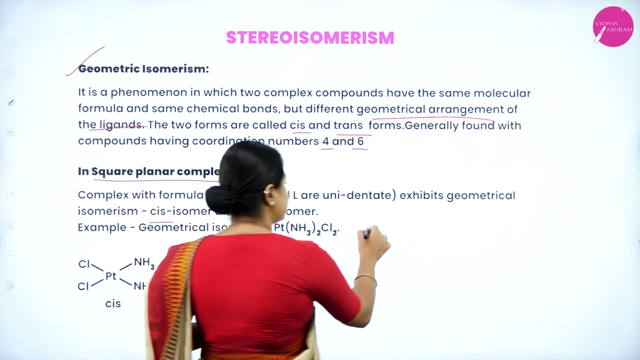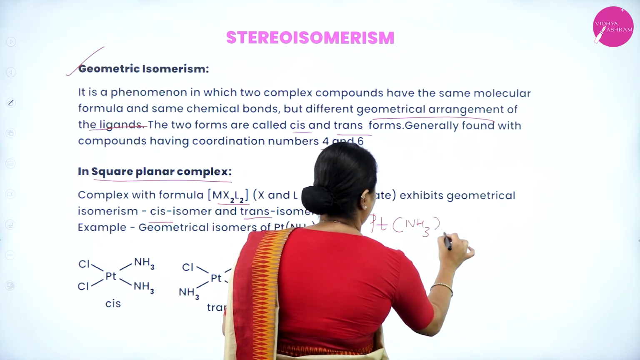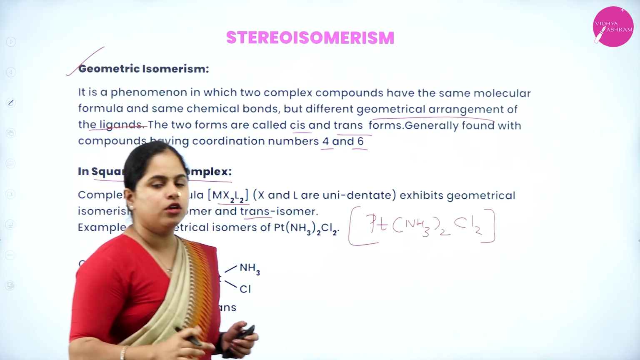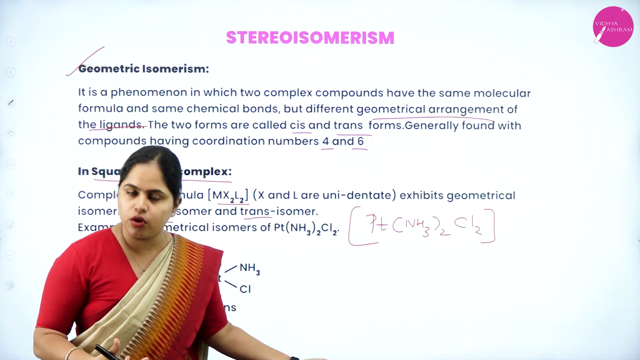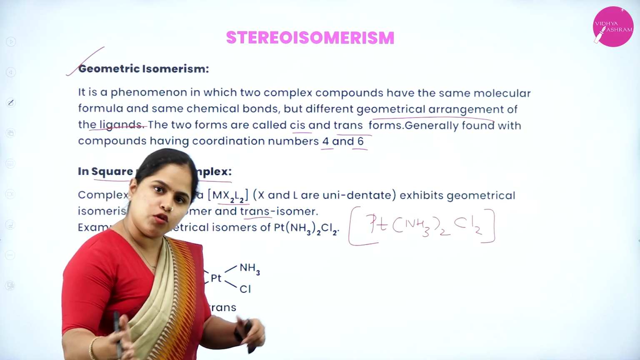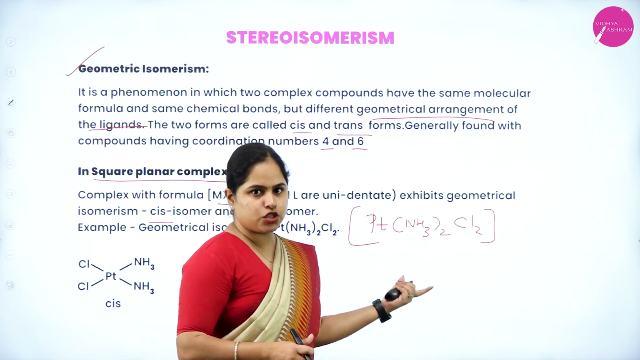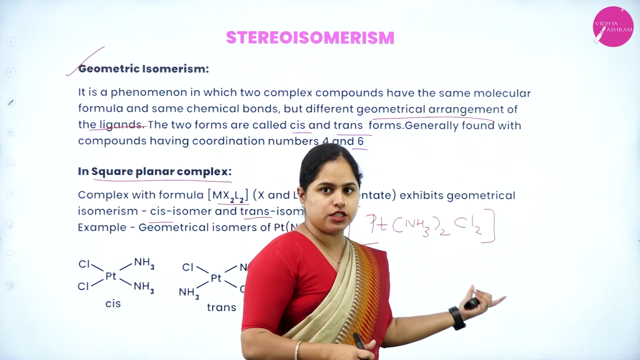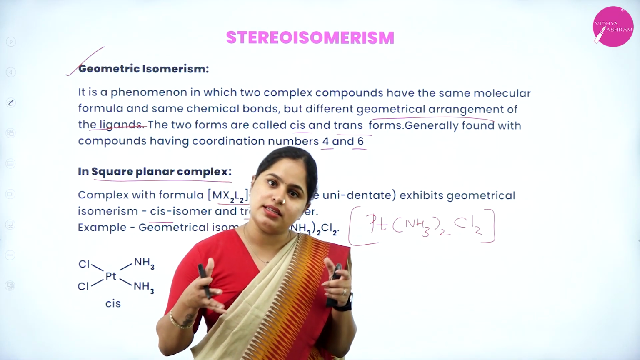So let us take an example and understand what cis and trans are. Pt(NH3)2Cl2. We are considering this particular coordination compound. If the question is given like this, write the geometrical isomers for this coordination compound. We have to write one cis form and one trans form. As you can see, it is an MX2L2 type, right? There are 2 ligands of amine and 2 ligands of chlorido. So there is a cis form and a trans form.